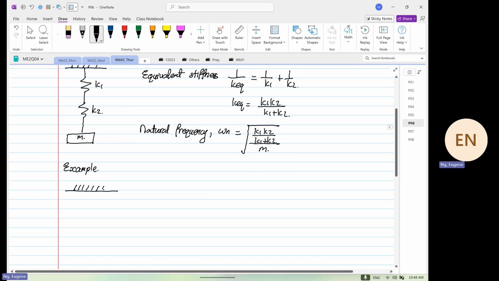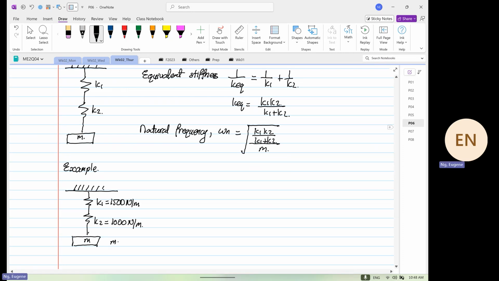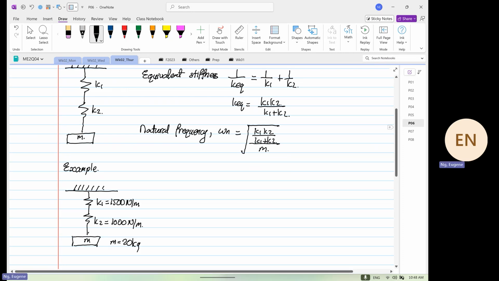Just put some numbers in. So you will be what? You'll be familiar with what's going on. Over here, you have two springs, okay? K1 is equal to 1,500 Newton per meter. K2 is equal to 1,000 Newton per meter. Okay? And it's holding a mass. And the mass over here is equal to 20 kilograms.